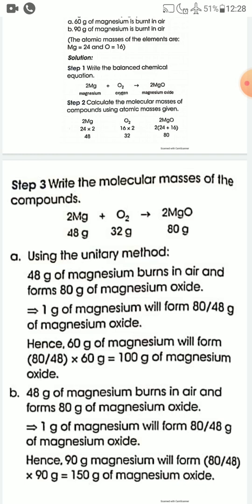Similarly question B, same process, 48 gram of magnesium can produce 80 gram of magnesium oxide, and 1 gram of magnesium can produce 80 divided by 48 gram of magnesium oxide, and hence 90 gram of magnesium will form 80 divided by 48 into 90, that is 150 gram of magnesium oxide.